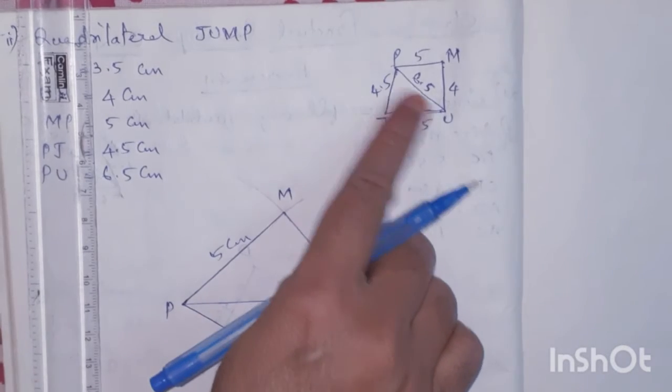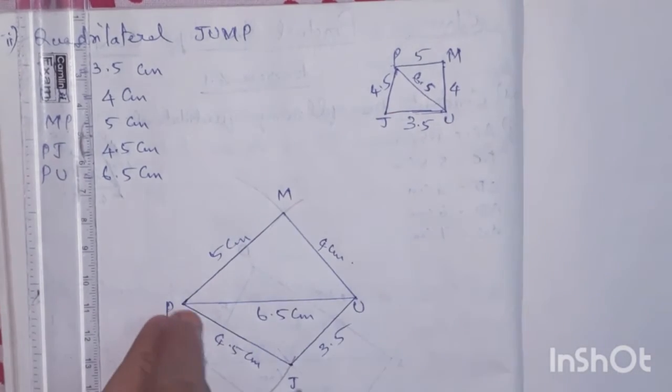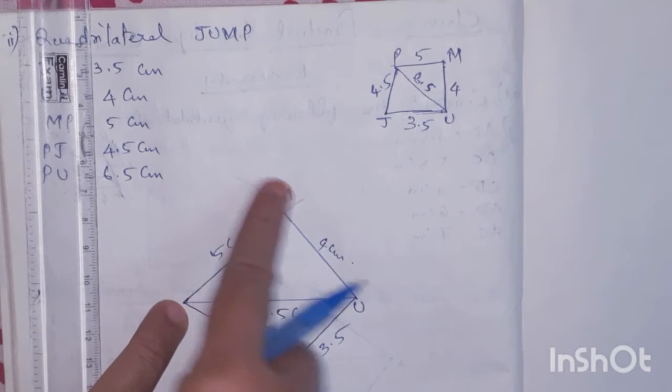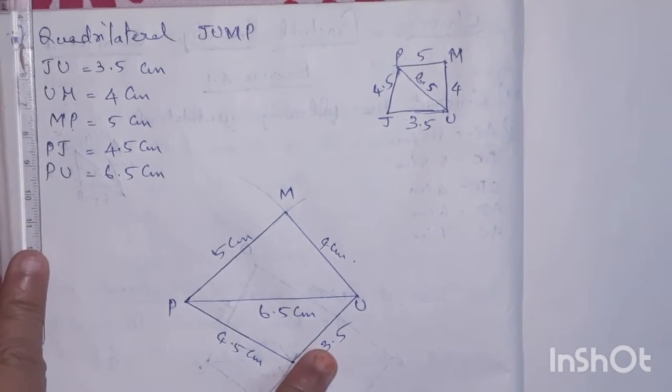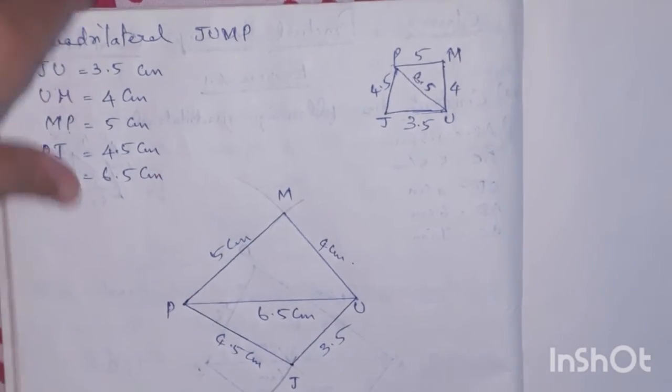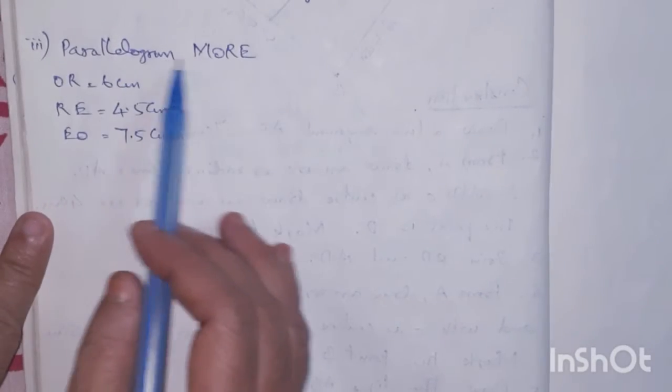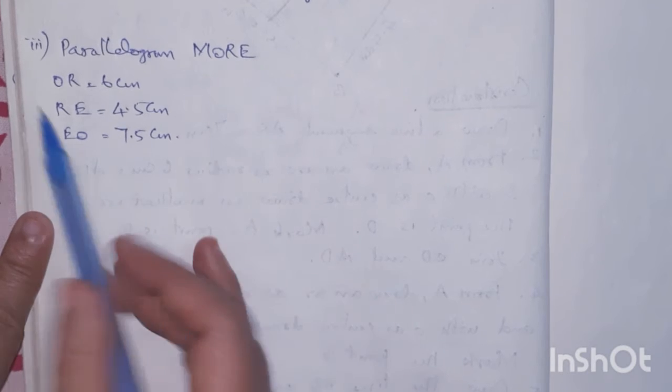First given the diagonal, so from the diagonal only we have marked these points, okay. So this is very easy to draw for the quadrilateral. Next sum. Third sum, parallelogram MORE.